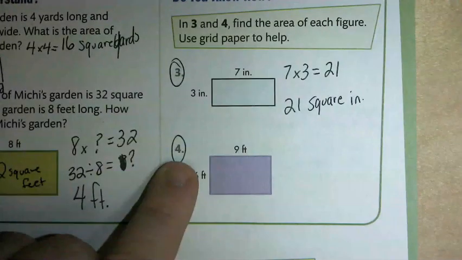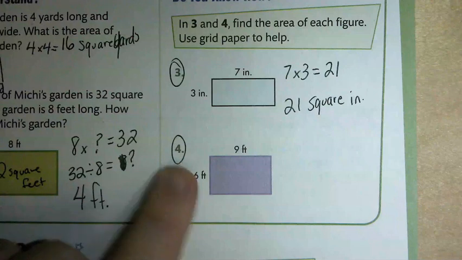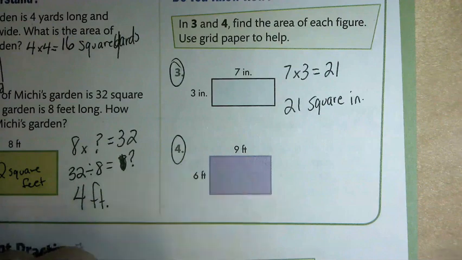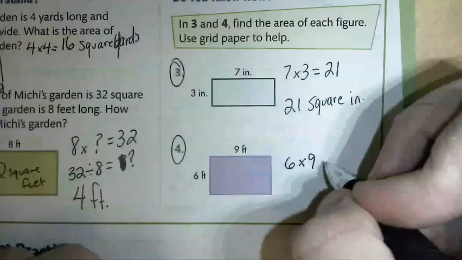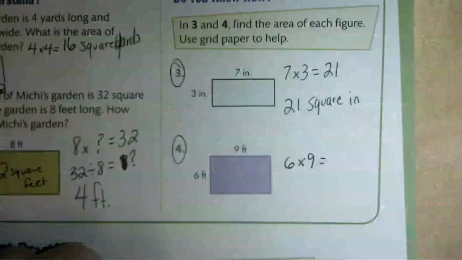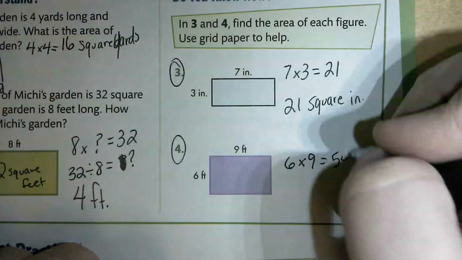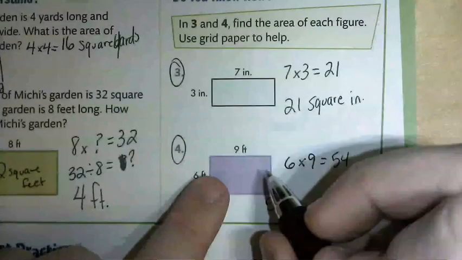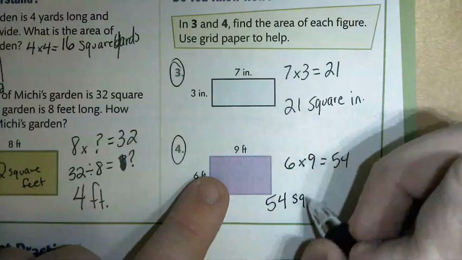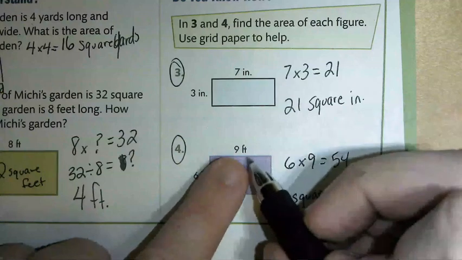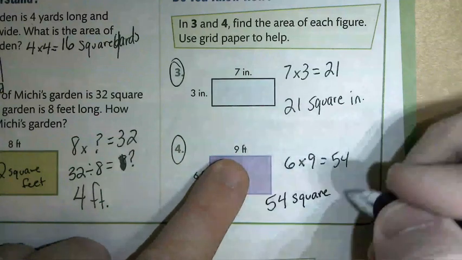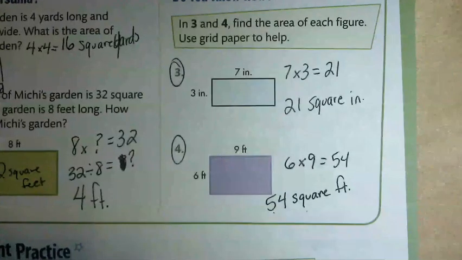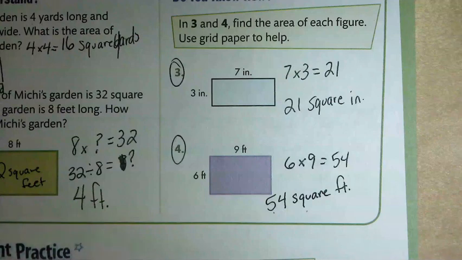All right. Check out number 4. For number 4 here, we've got 6 and we've got 9. I want to know how many are inside. So 6 times 9 equals what? Well, 6 times 9 is 54. And now I need to figure out what's my unit. I have 54. It's the inside here, so I want square. It's not inches, it's feet. F-T. 54 square feet. All right? That is how we're going to solve those problems.